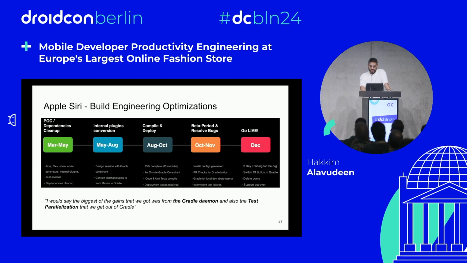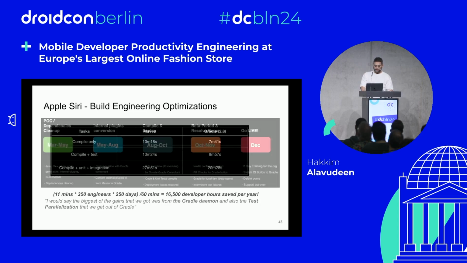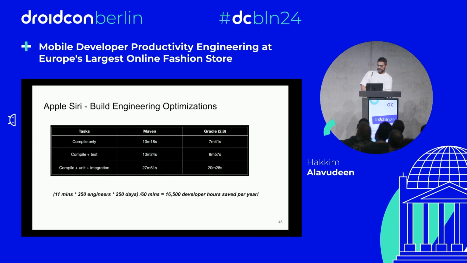According to the Apple Siri team, they claim that the Gradle daemon and the test parallelization contributed to the biggest productivity wins. They also published some stats around their before and after numbers. Overall, they saved a total of 11 minutes in build time, which across the 350-strong team equates to roughly 16,500 engineering hours over the period of a year.